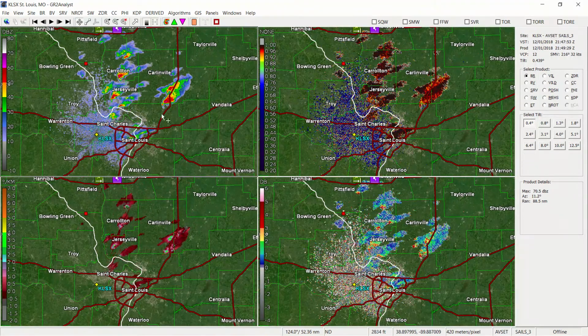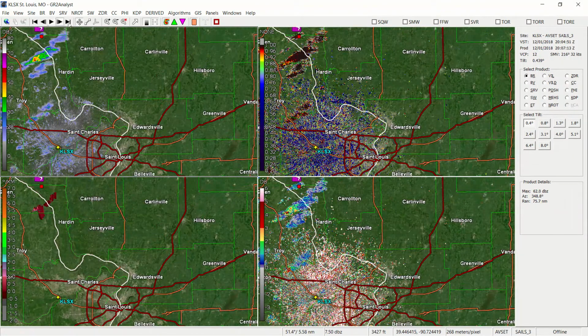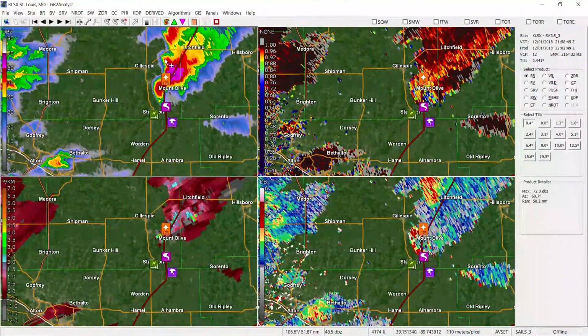So we're going to kind of hone in. I don't think any of these really had much development. Let's look at this guy right here.